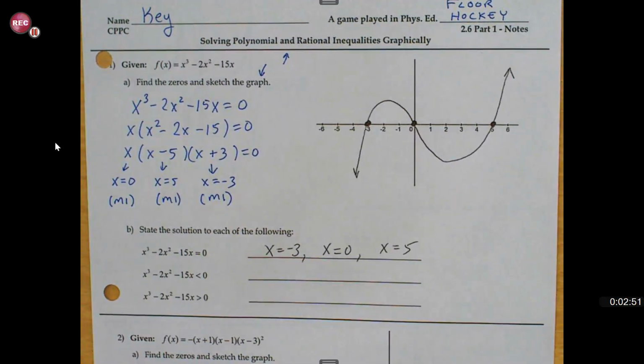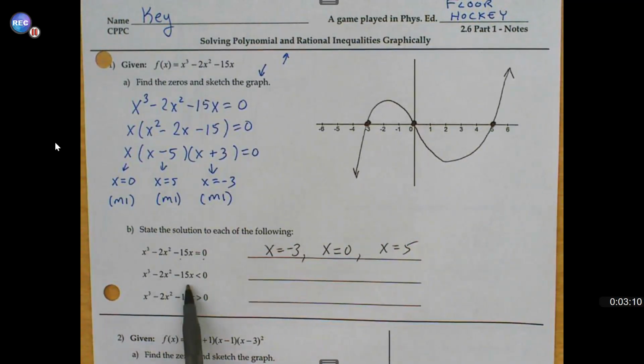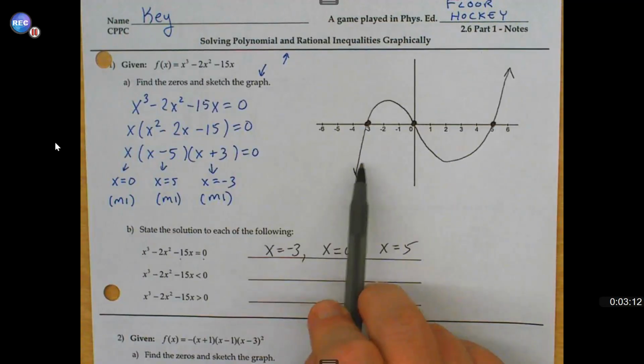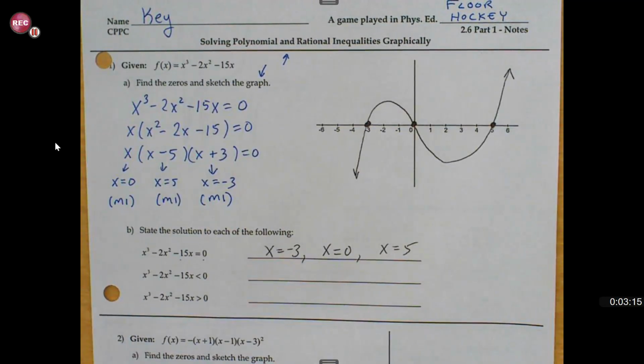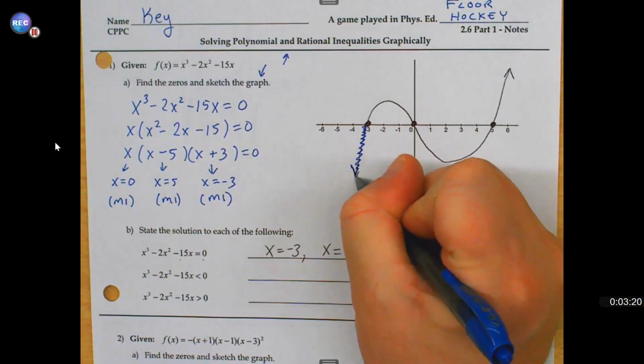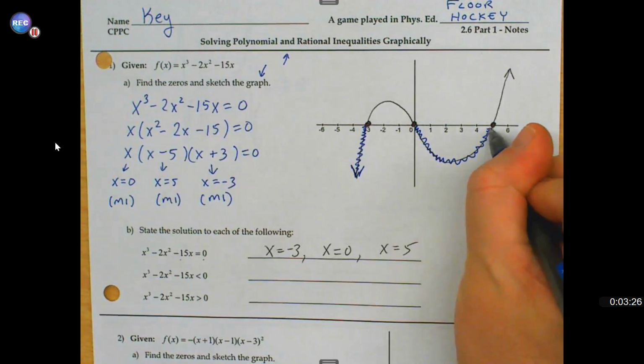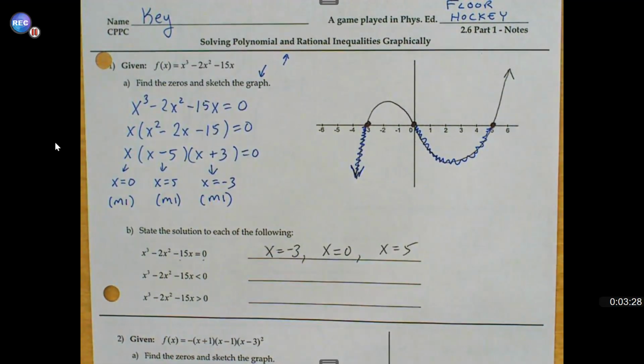Now the next one's an inequality, so it's saying tell me the values of x for which this function would be less than 0. Well, how does that compare with the graph? On the graph, we know the function is equal to 0 whenever it hits the x-axis. So you have to imagine the function is less than 0 anytime the graph is under the x-axis. I'm going to just use blue to highlight that. And what we have to do is just write the answer in interval notation.